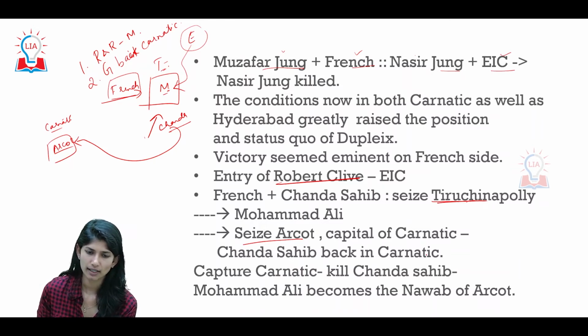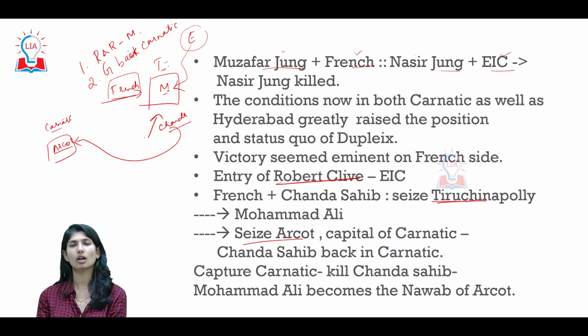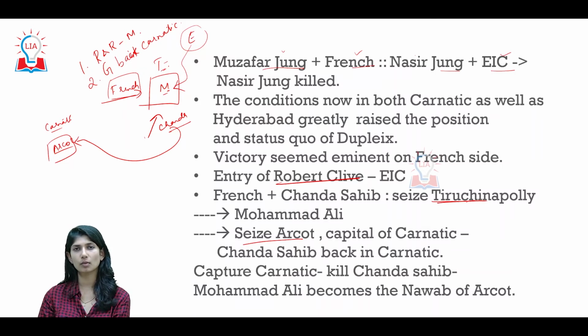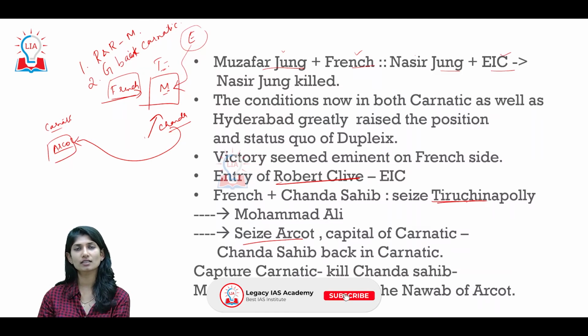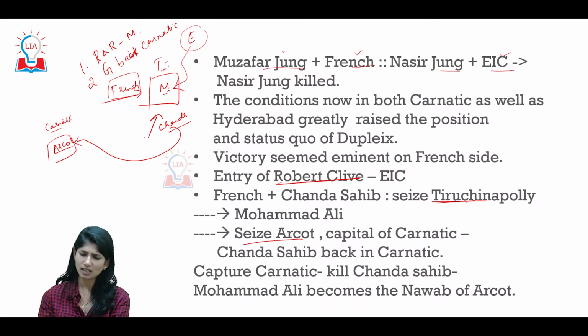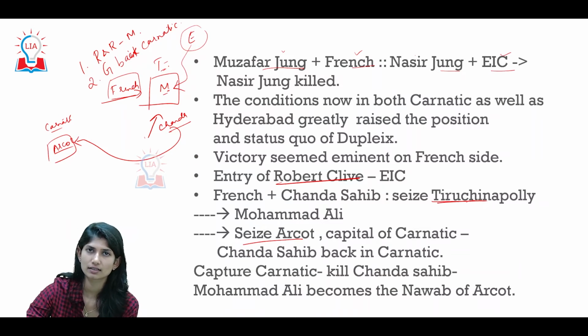Chanda Sahib was back in Carnatic when they laid siege to Arcot. He captured Carnatic, killed Chanda Sahib. Muhammad Ali becomes the Nawab of Arcot and thus Nawab of Carnatic. Now the person who has sanctioned the rulership in Carnatic is your EIC. Okay, the EIC, who first came in as traders in the 1600s, in the 1700s are the deciders as to who is to rule a piece of land. This is a change of 100 years.